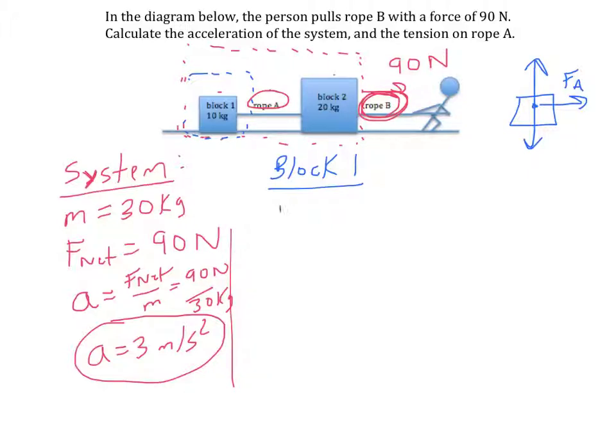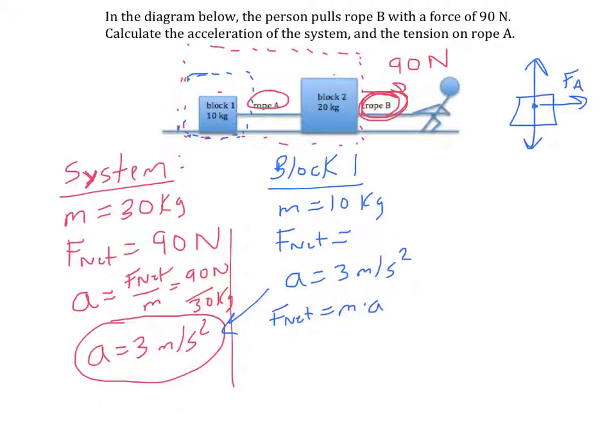Block 1 has a mass of 10 kilograms. We currently do not know the net force acting on block 1, but we know the acceleration of block 1 is 3 meters per second squared. How do we know this? Because the system is accelerating at 3 meters per second squared, and block 1 is part of this system. It is all moving together. So we can now find the net force, because net force is mass times acceleration: 10 kilograms times 3 meters per second squared. The net force on block 1 is 30 newtons.